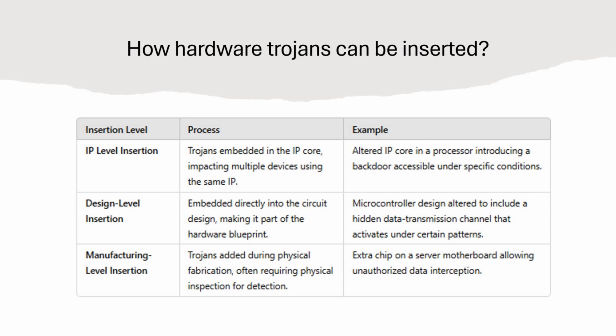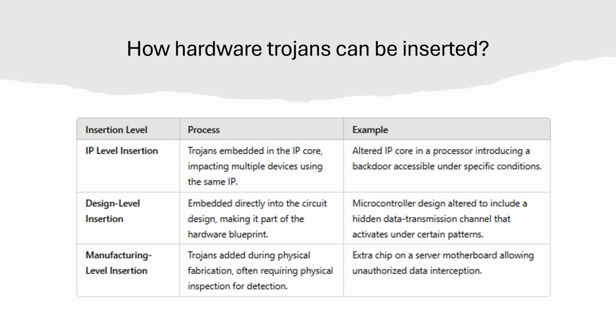Next is design level. When embedded directly into the circuit during the design phase itself, it becomes part of the blueprint. Whenever that design is followed for manufacturing or for replicating the microprocessor or microcontroller anywhere, the problem is going to go everywhere because of this hardware blueprint which carried the trojan by itself. So it can alter data, it can leak data, it can create multiple harms.